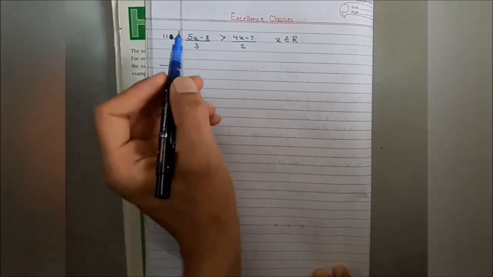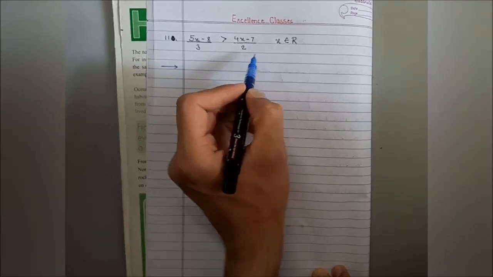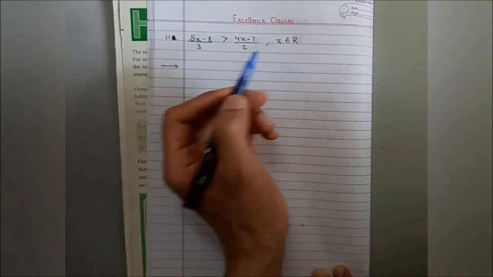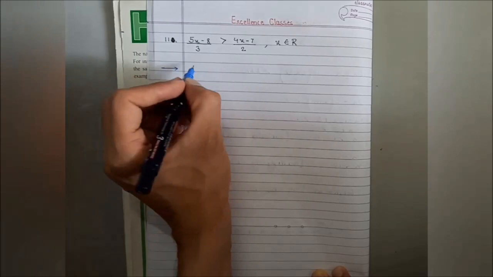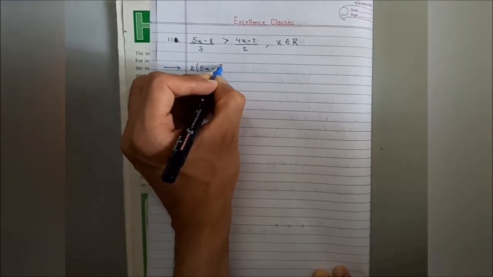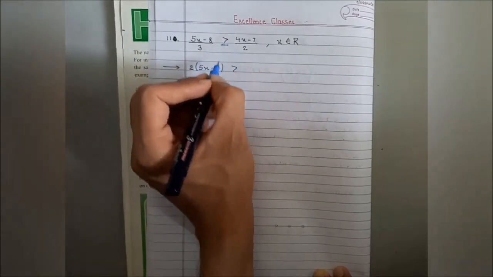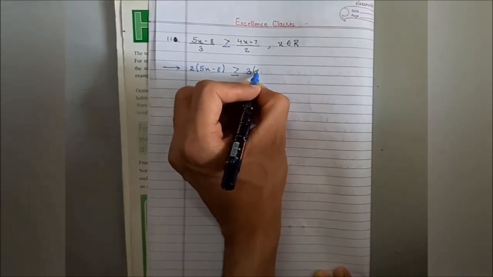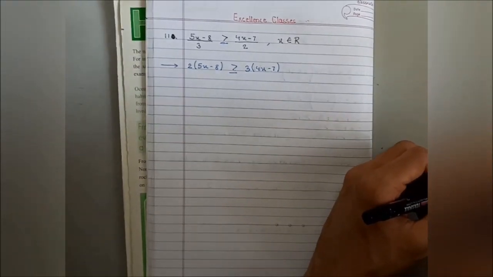In the next sum, it is given that (5x minus 8) upon 3 is greater than (4x minus 7) upon 2, where x belongs to R. So now here, I will first cross multiply. After cross multiplying, I will get 2 into (5x minus 8) greater than or equal to 3 into (4x minus 7).